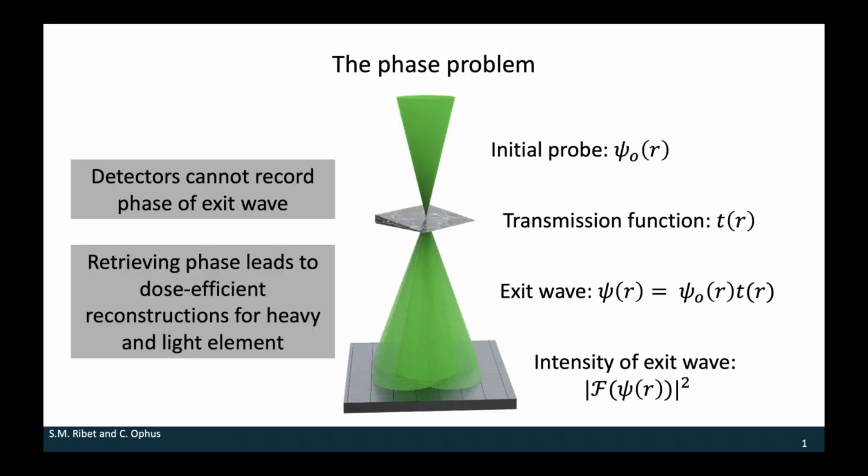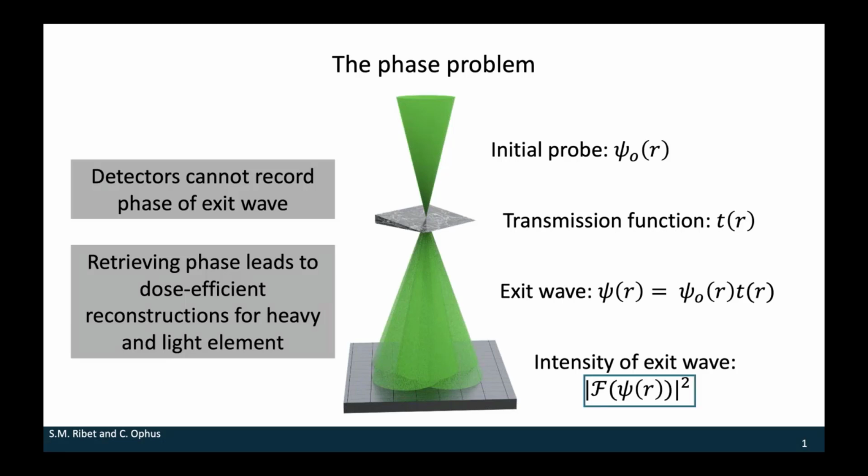So what we want to do is solve what is the phase problem. So in a 4D-STEM experiment, or any STEM experiment, we have an initial probe. This is a complex wave, and it's going to interact with our sample, which has some transmission function, and we get this exit wave.